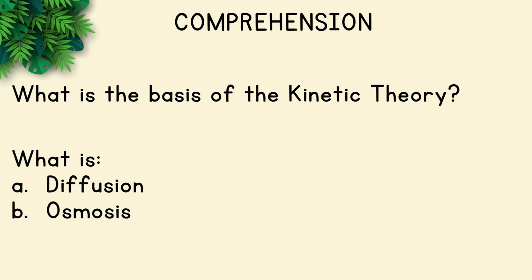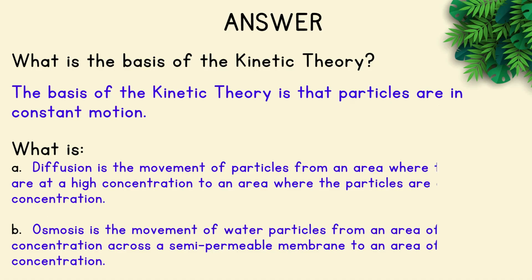Comprehension. What is the basis of the kinetic theory, and what is A, diffusion, and B, osmosis? The basis of the kinetic theory is that particles are in constant motion. Diffusion is the movement of particles from an area where the particles are at a high concentration to an area where the particles are at a low concentration. Osmosis is the movement of water particles from an area of high water concentration across a semi-permeable membrane to an area of low water concentration.